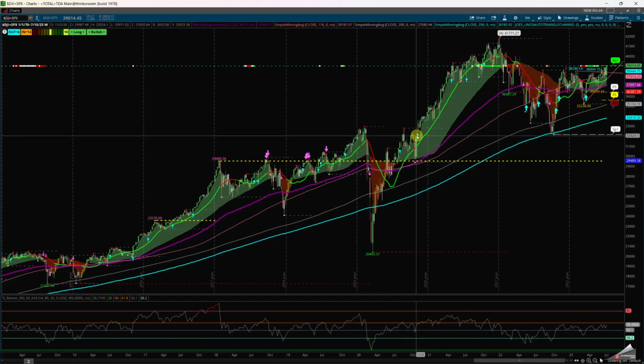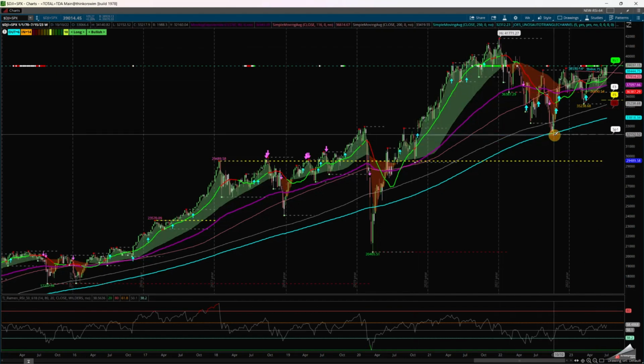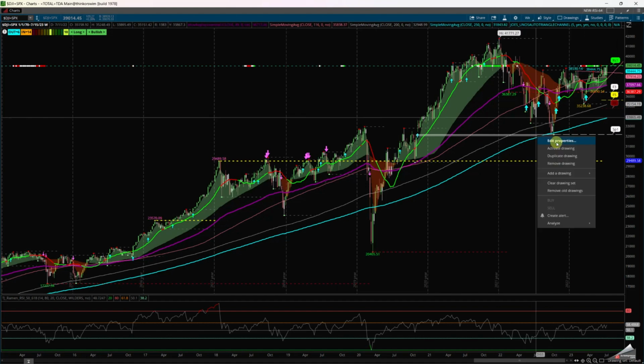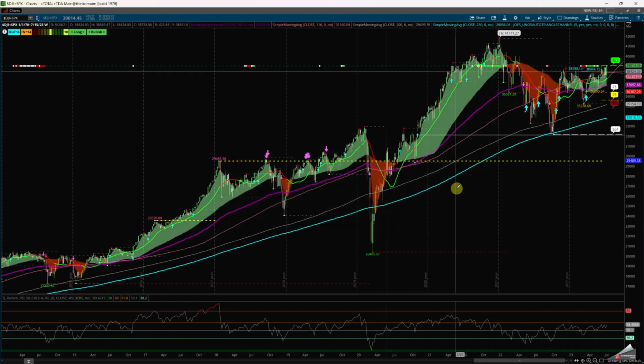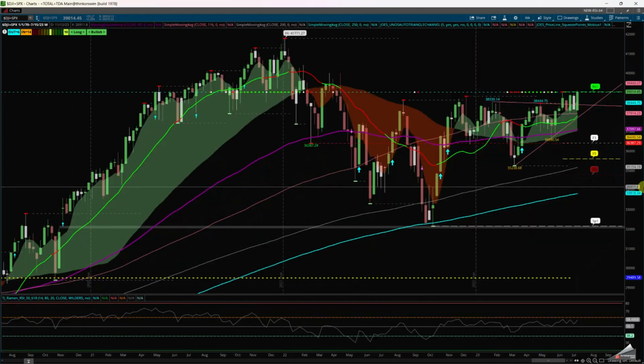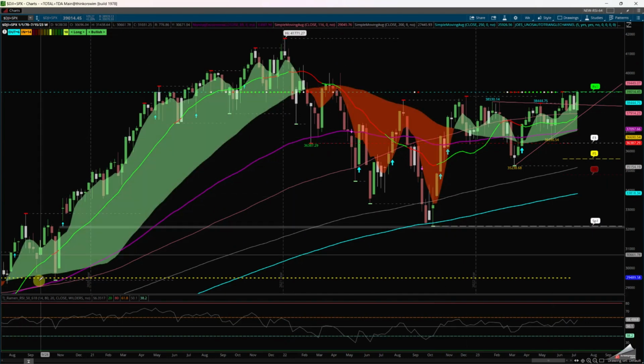We retested it. It almost didn't fill 100% of the gap, but if I get a box here and grab this candle between the two and this one here, there's a minor little gap here. If I extend it to the right, let's say till 2023, it will show me that there is a gap that's never been retested. If I zoom in on this area on the weekly chart, that's a professional gap right there. And we continued higher.